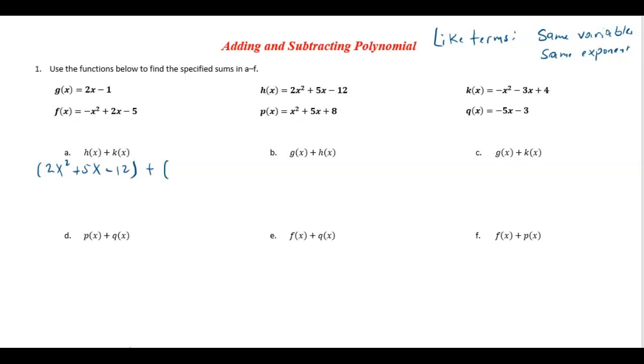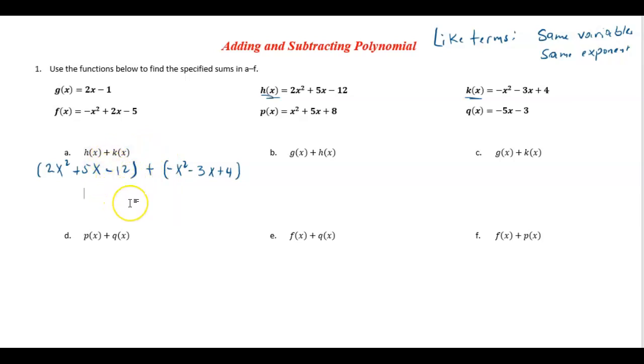So that's my h of x plus, we've got that plus sign, k of x. Now I'm going to look for k of x. K of x is negative x squared minus 3x plus 4. So h of x plus k of x: that's h of x right here, and that is k of x. That plus sign is the plus sign that's in the question.